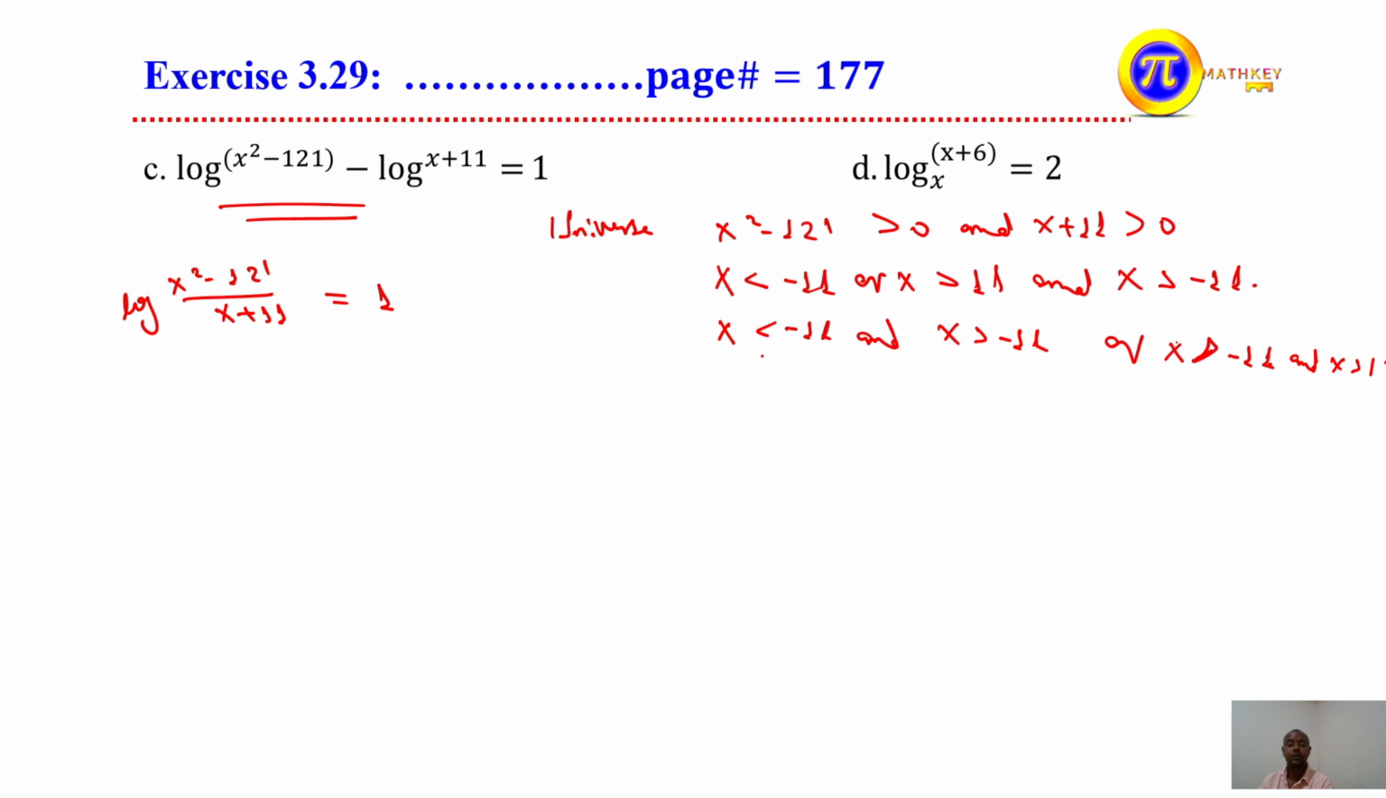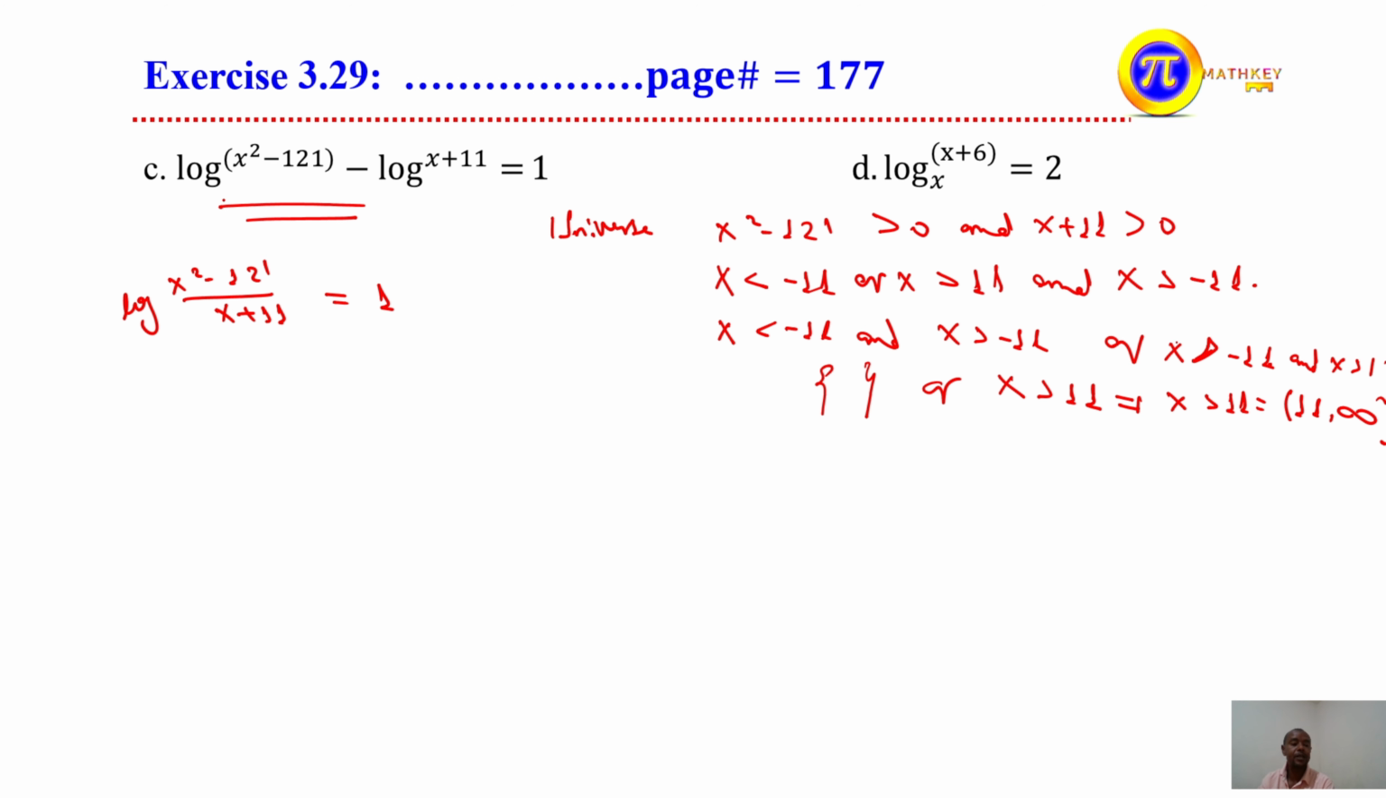So what is the relation between the two? x less than negative 11 and x greater than negative 11: is there any common? No, there is no common element for both. Or x greater than negative 11 as well as x greater than 11: which one is common? x greater than 11 is common for both. So when you combine all of these, the common one is x greater than 11, or we can express this as 11 to positive infinity.